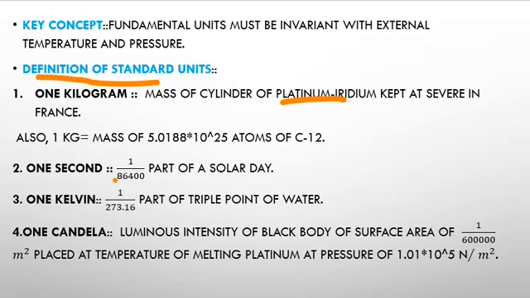1 second: they define that 1 second is 1 by 86400 part of a solar day. We know that a solar day consists of about 86400 seconds, and the solar day is defined as the time taken by the earth to rotate around its own axis so that the sun appears in the same position as previously. The time period of a solar day is 86400, and 1 by 86400 part of it is 1 second.